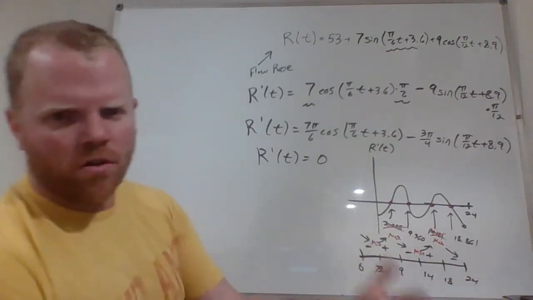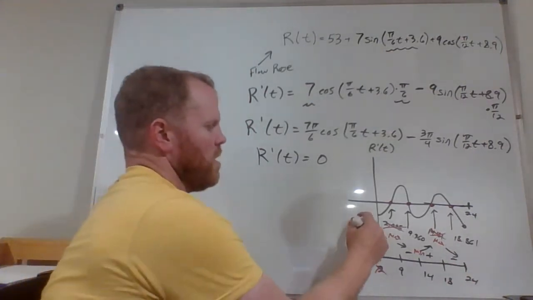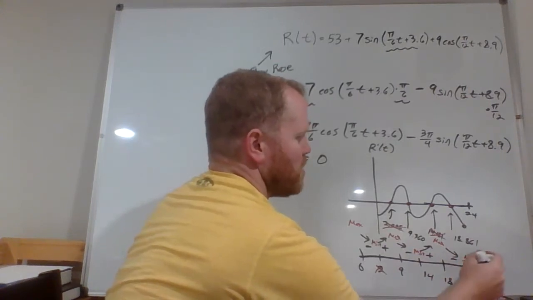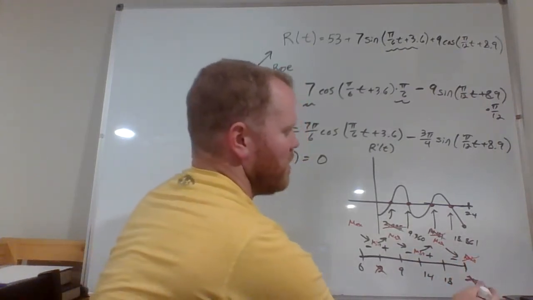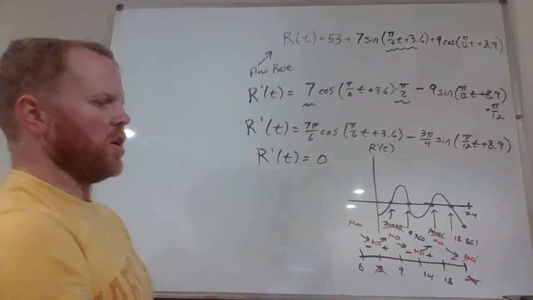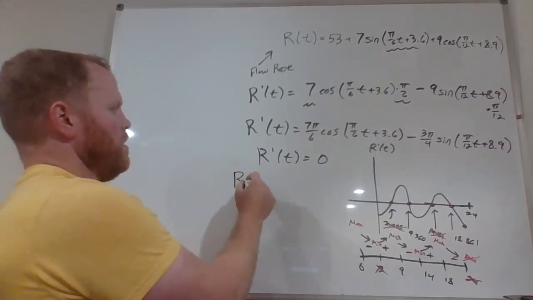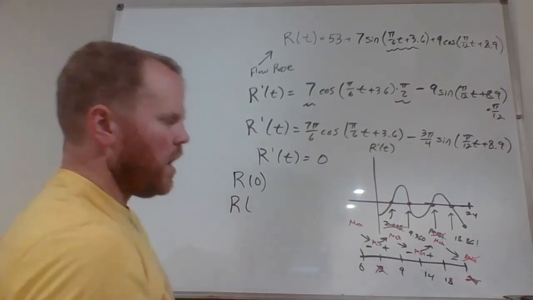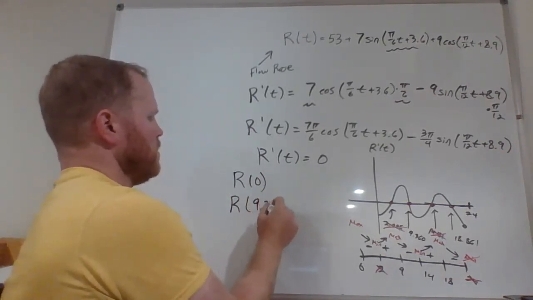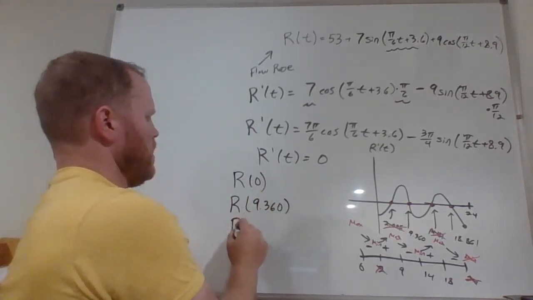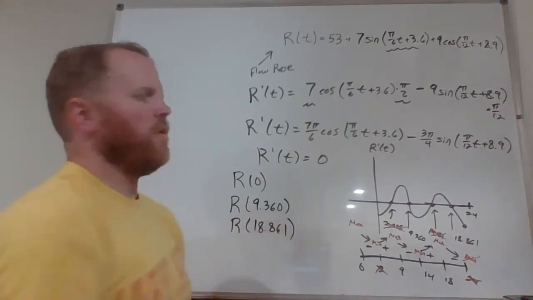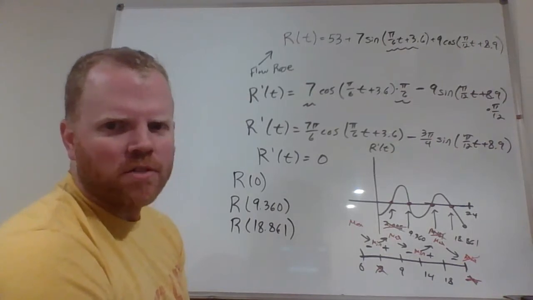But also don't forget to check your endpoints. So 0 was a potential max, and 24 was a potential min, which means we actually don't care about that one either. So we're pretty much good to go. We just need to plug in 0, 9.360, and 18.861, and whichever one gives us the biggest thing gives us the biggest thing.